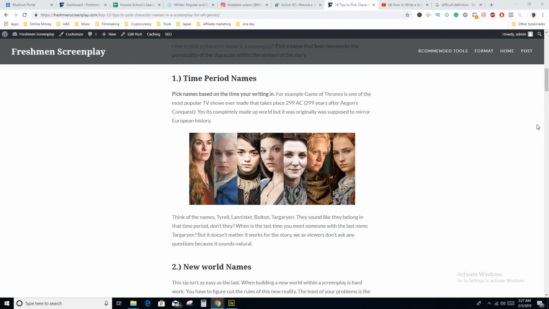The original writer for Game of Thrones originally was making a piece that had to do with European history, before he entered in all these dragons and, for lack of a better word, superpowers within this unique piece of art, right? But as you can see, the names Tyrell, Lannister, Bolton, Targaryen, these names represent that time period or sound like that time period. They're not necessarily from that time period, but they sound like it, right?